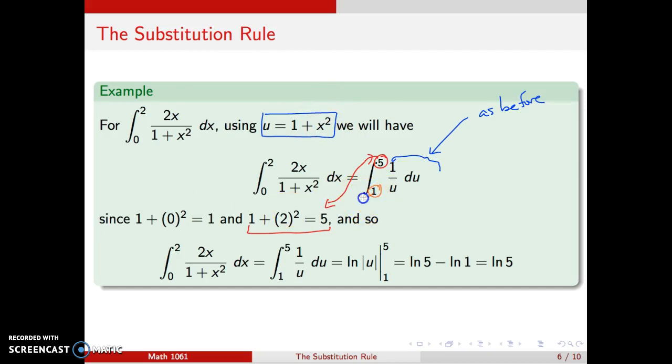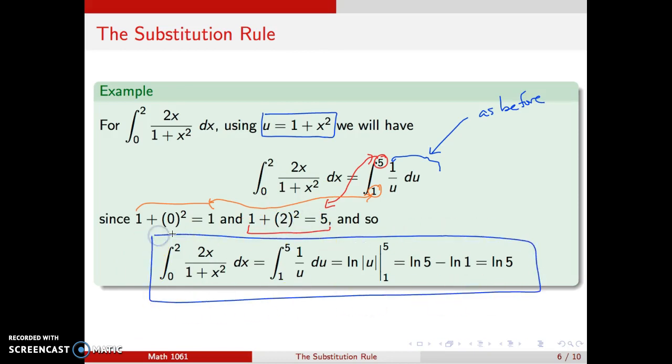The 1 is from here. So again, what does u equal when x equals, in this case, 0? When x is 0, u is 1. When x is 2, u is 5. And so we end up with this guy. So the anti-differentiation part's the same, just got to be careful with the limits.